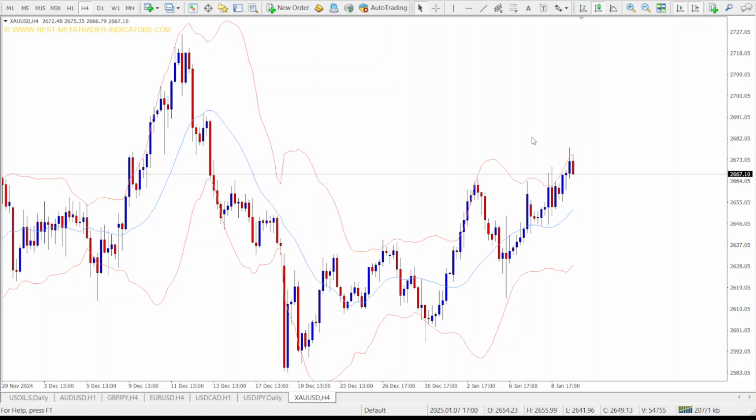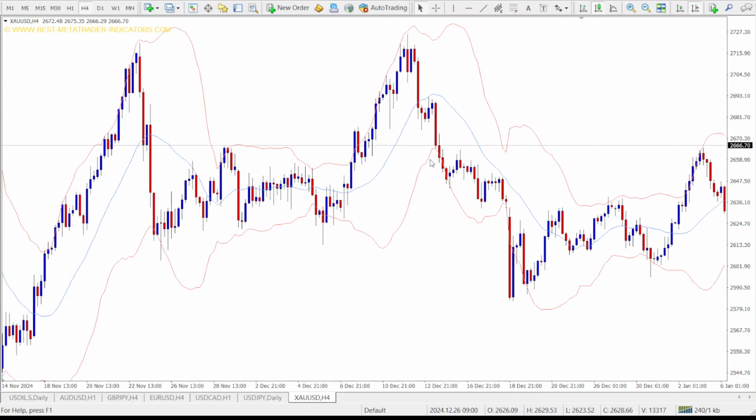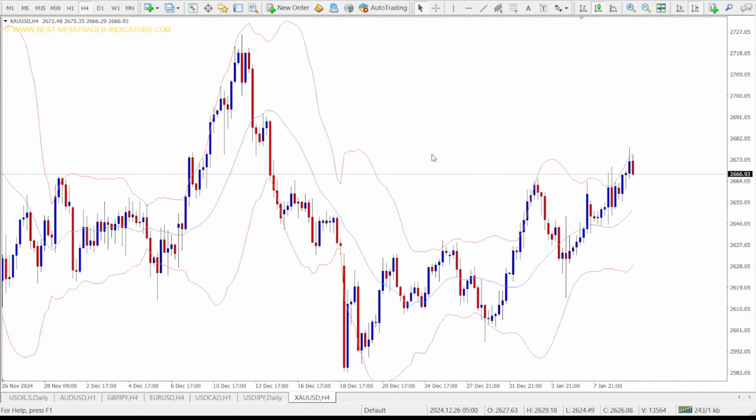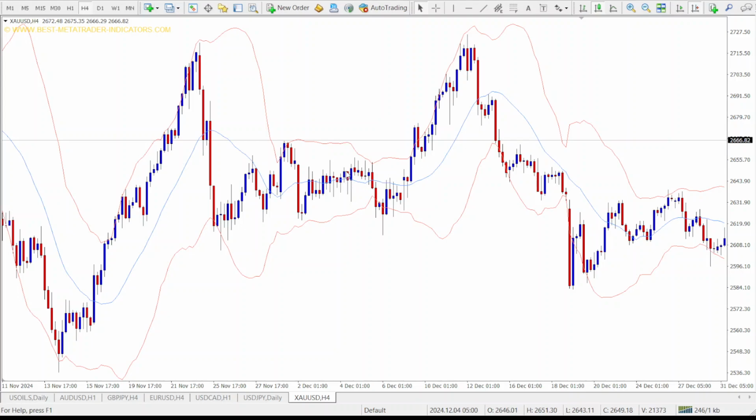Basically, as we can see, this indicator can help you to observe ongoing volatility in the market, just like the standard Bollinger Bands indicator. It can help you to identify a volatile market, and it can help you to identify a less volatile market. Remember that we have the upper band, the lower band, and the middle band, which is a simple moving average.